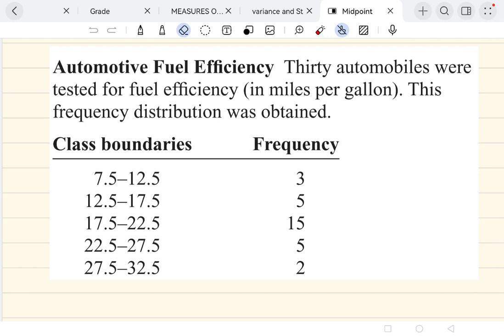Okay, let us proceed to our next example, which is the automotive fuel efficiency. 30 automobiles were tested for fuel efficiency in miles per gallon. This frequency distribution was obtained. So this is our given, our class boundaries, and our frequencies. So let us first find our midpoint.